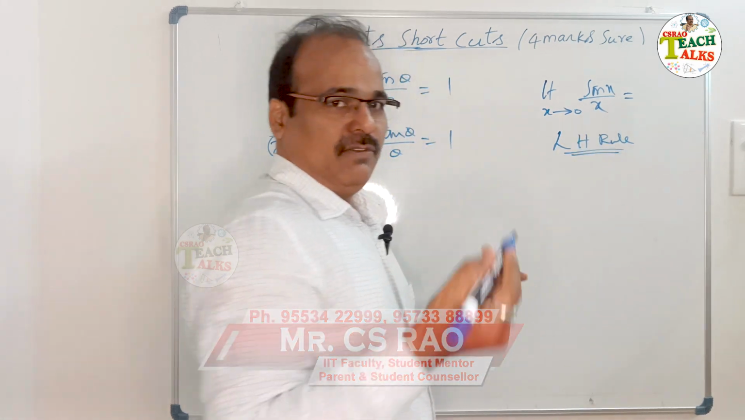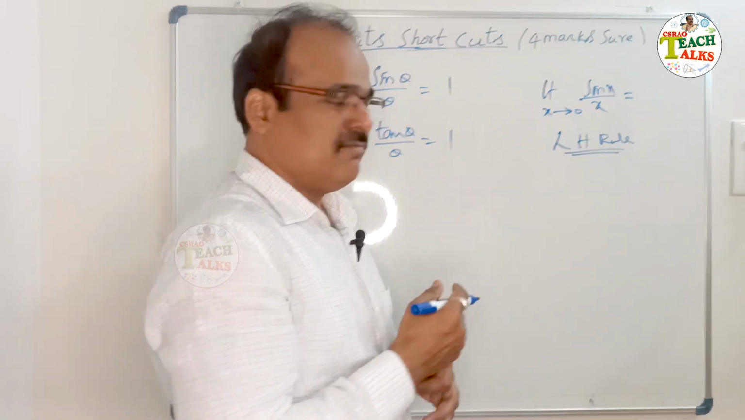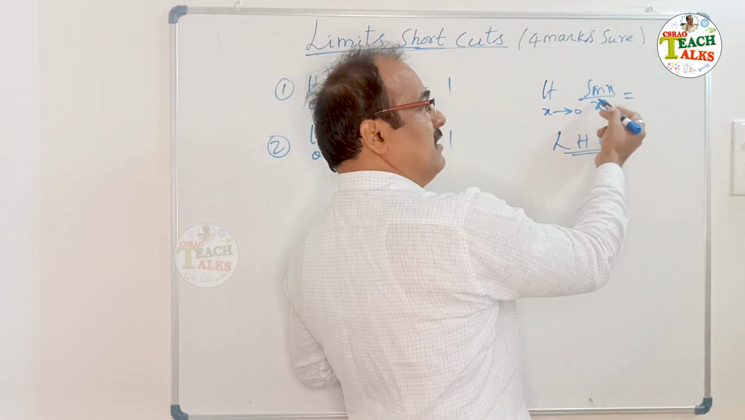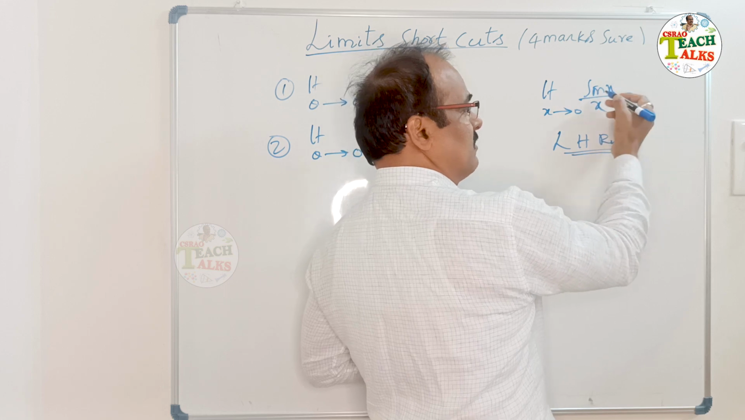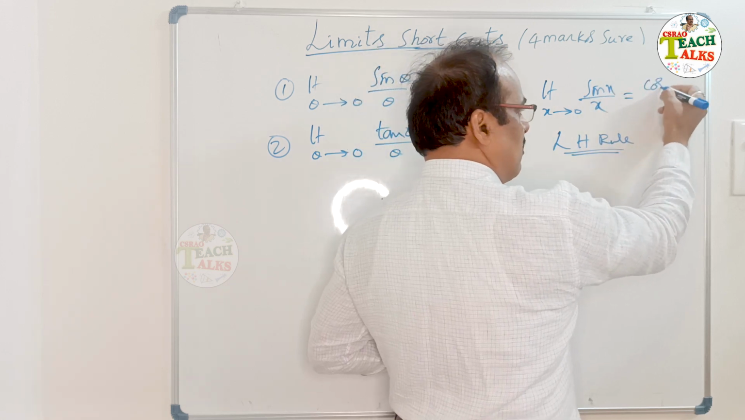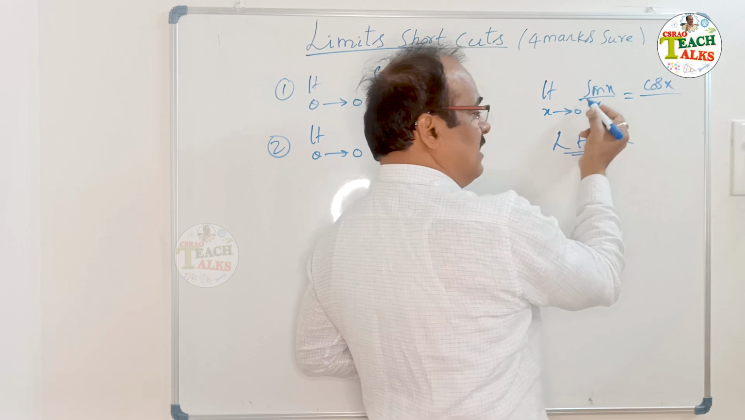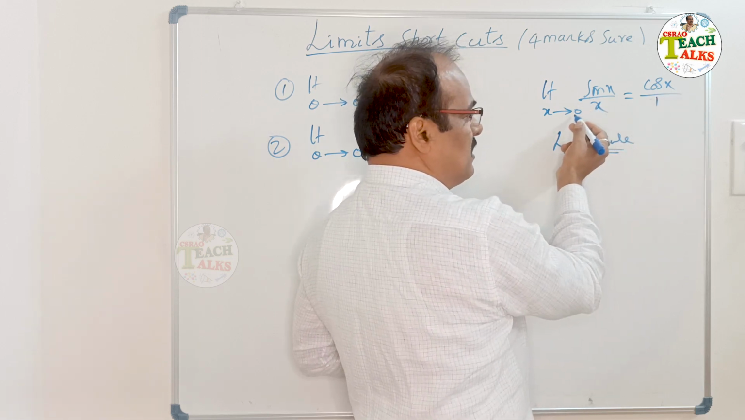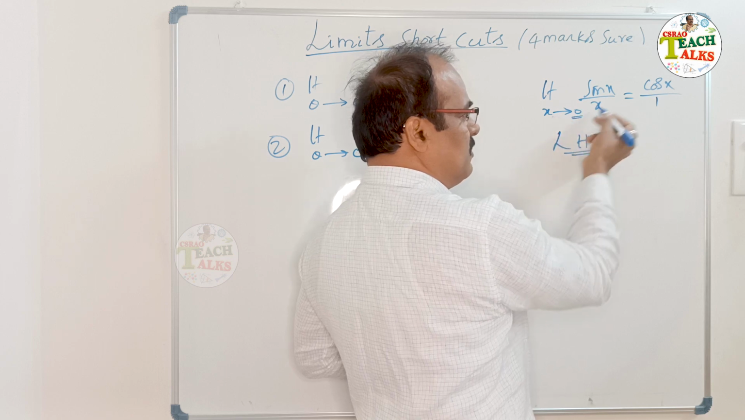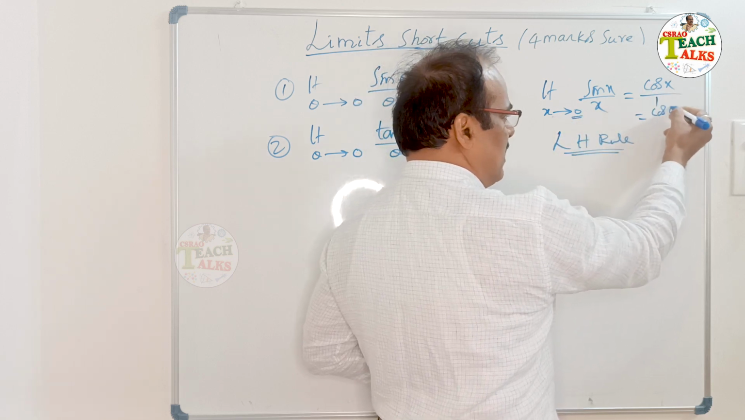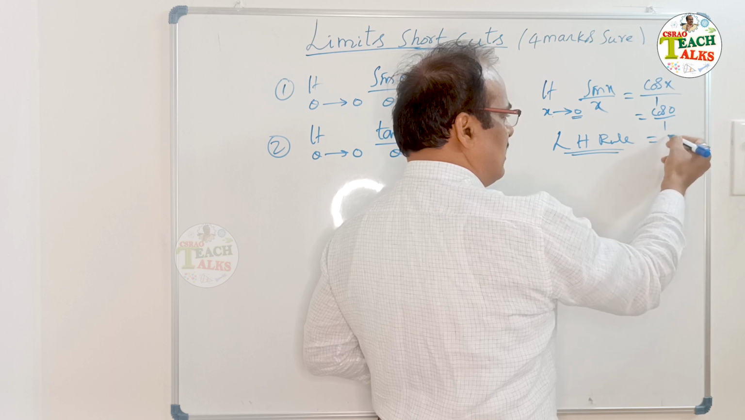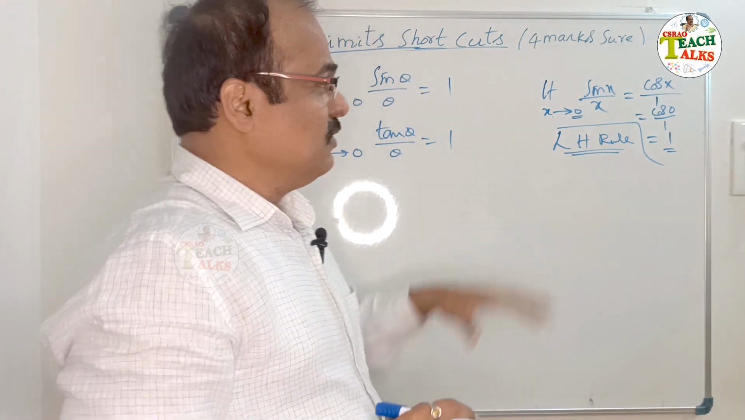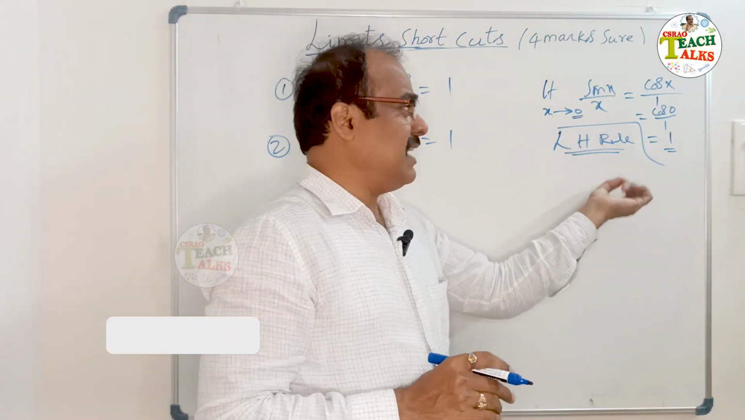If you know the derivatives, you can do this. First you take the derivative of the numerator of the fraction. What is the derivative of sin x? Cos x. And what is the derivative of the denominator x? 1. Now substitute the limit, x equals 0. Cos 0 by 1, which is 1. This answer is 1. This is the LH rule, a simple LH rule.